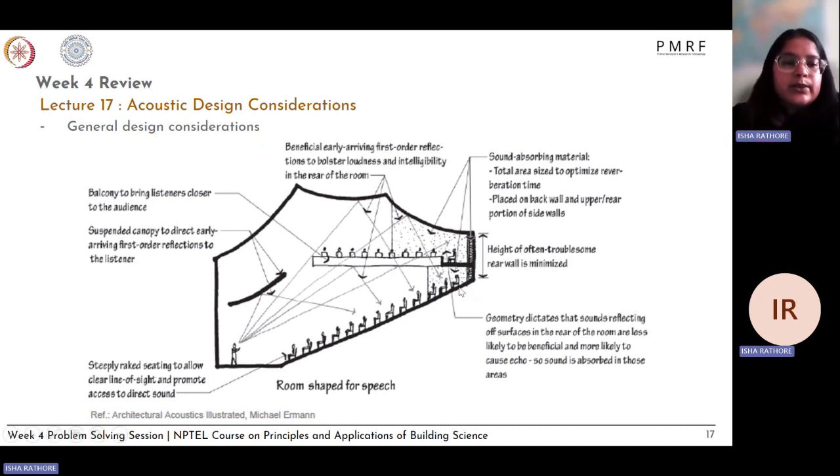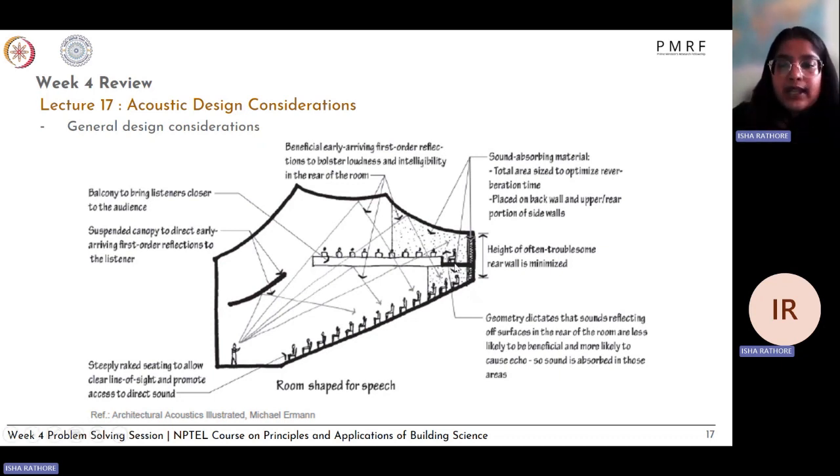Then we also have a suspended canopy to direct the early arriving first order reflections to the listener, because this person is speaking. So some of these sound waves are going to travel up, and if this was not there, it will go up and it will take a longer time to come. So A, B, C, D, again the same thing: ABC minus D should be less than 18. So you can put a suspended canopy which will reflect these early sounds such that they go directly to the listener, arriving as first order reflections.